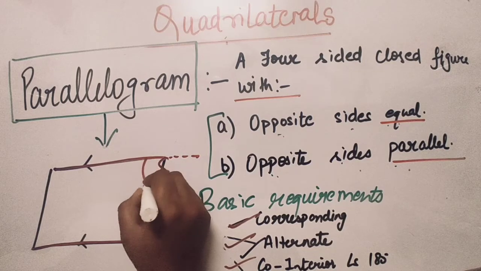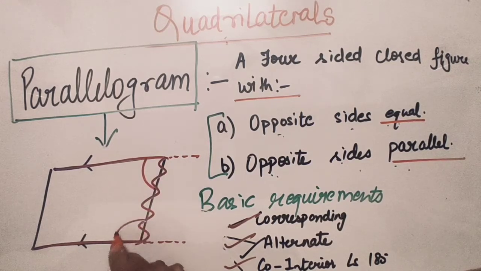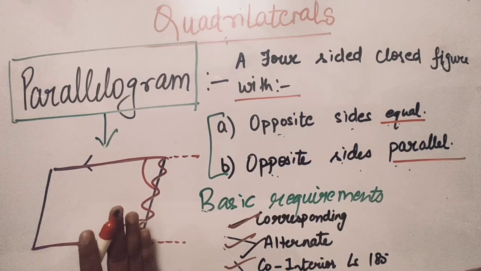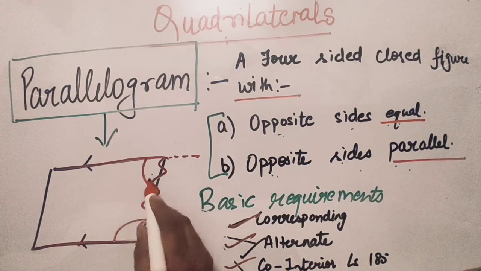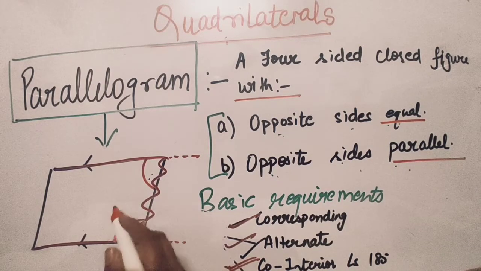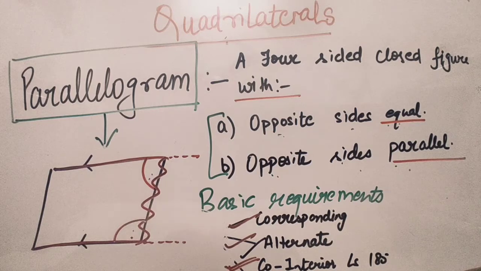So this angle and this angle are on the same side of the transversal, and both are interior angles, so they are co-interior angles. If these two co-interior angles make 180 degrees, then I can say that these two lines are parallel to each other, right?